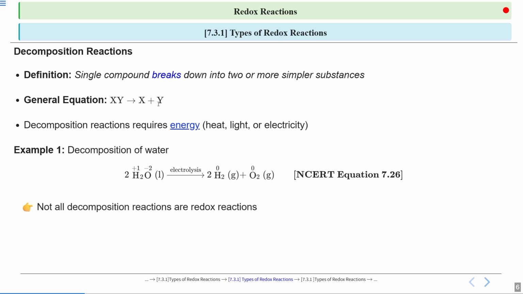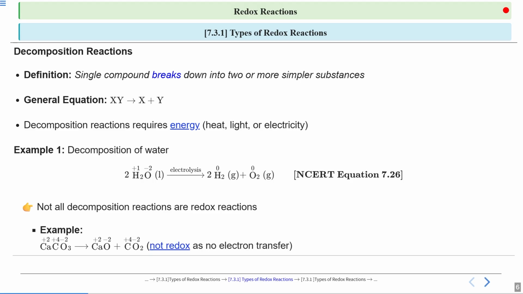There is one most important point: not all decomposition reactions are redox reactions. How can we conclude it? If you consider the example of calcium carbonate, you will find that calcium carbonate is decomposed into two compounds, that is calcium oxide and carbon dioxide. Here, the first statement is that one of the products would be existing in elemental form, but here both are present as compounds. So the first rule is proven wrong over here.